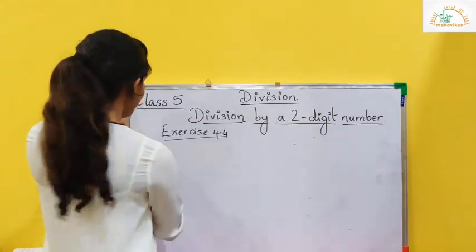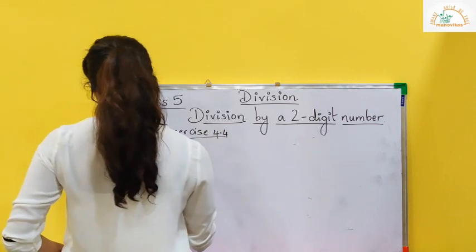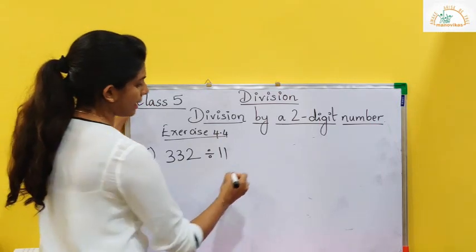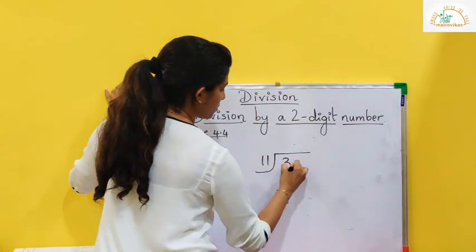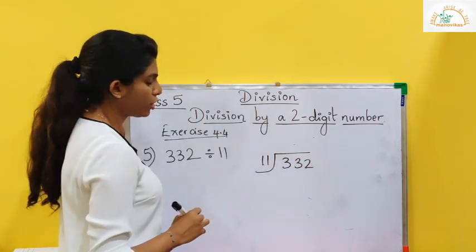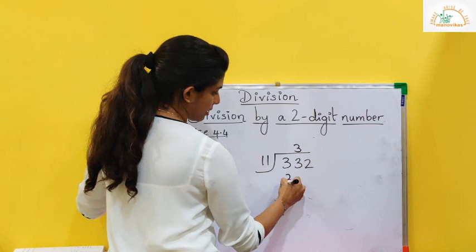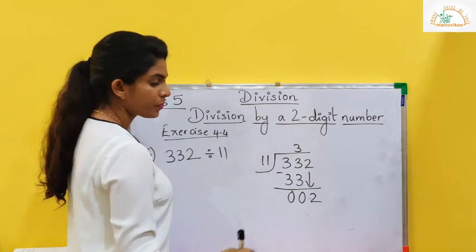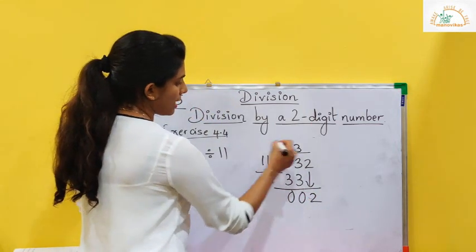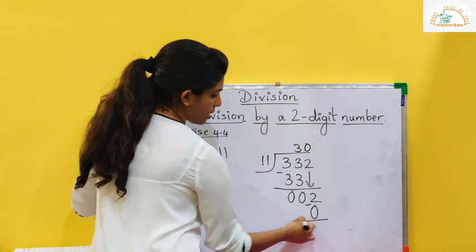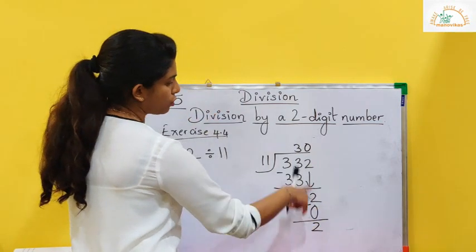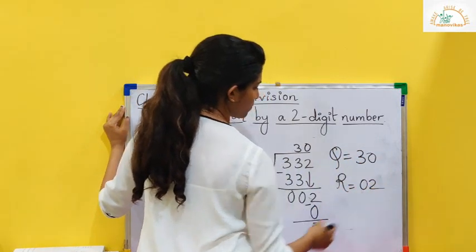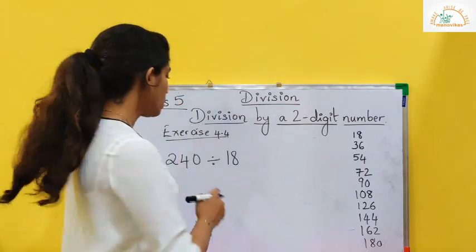Let's take the fifth sum. 332 divided by 11. Watch carefully here. 11 3s are 33. Subtract, 0 0. I bring down 2. Now 2 is smaller than 11. So 11 zeros are 0 and I subtract it. I get remainder as 2 and quotient as 30. Quotient 30, remainder 02.